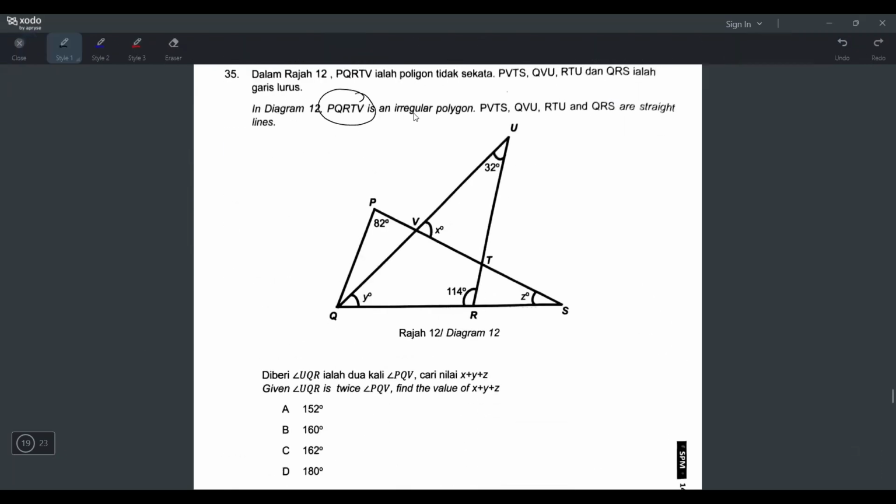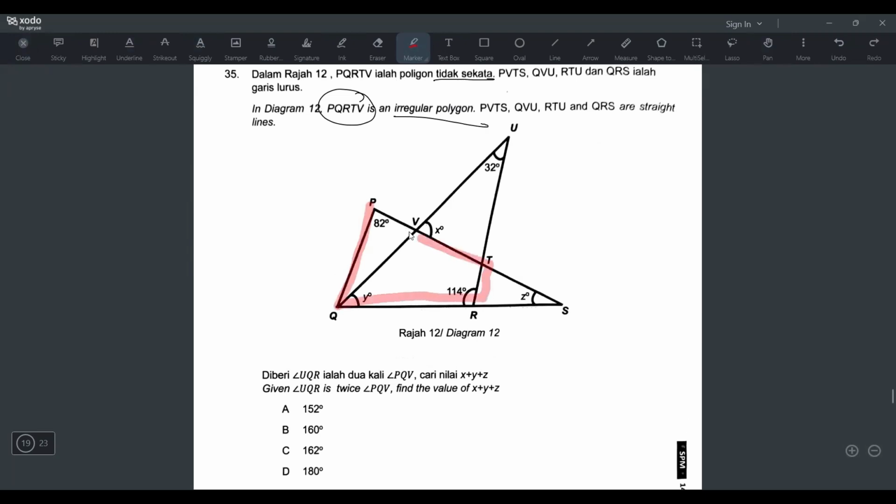35. In diagram 12, PQRTV is an irregular polygon. What is irregular? What is tidak sekata? It means the sides are not the same length. If regular, it means sekata, all sides the same length, and if all sides are the same, the interior angles must also be the same. But if irregular, the interior angles are not the same.